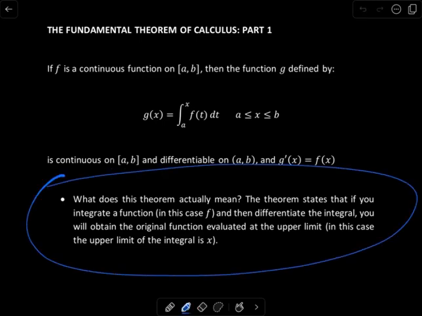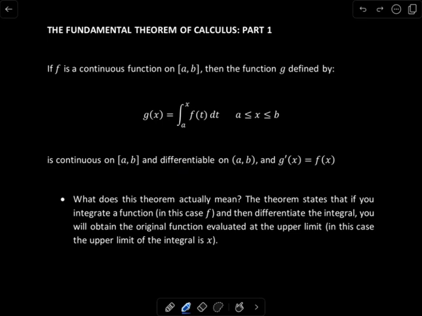So let's just go through what the notes indicate. So what does this theorem actually mean? The theorem states that if you integrate a function, so the function that we are integrating, take a moment to see if you can identify it. The function that we are integrating is the f function. That's the function we've been given. So we are integrating the f function from a to x. And then we get that integral, and then we differentiate the integral, right? You will obtain the original function evaluated at the upper limit.